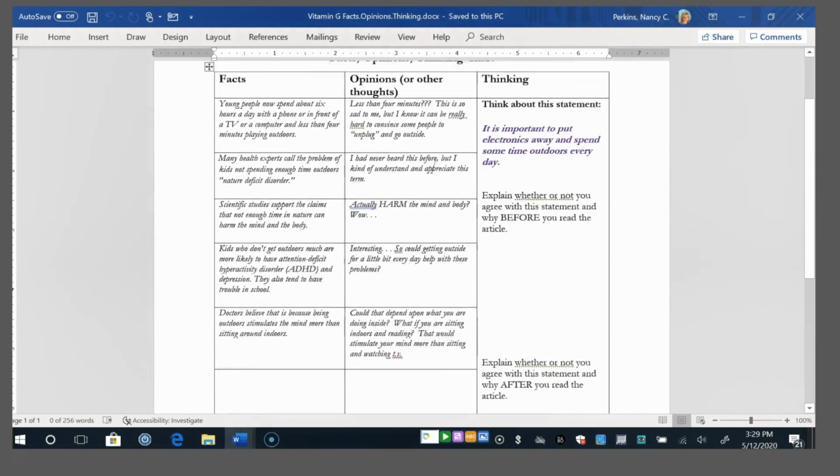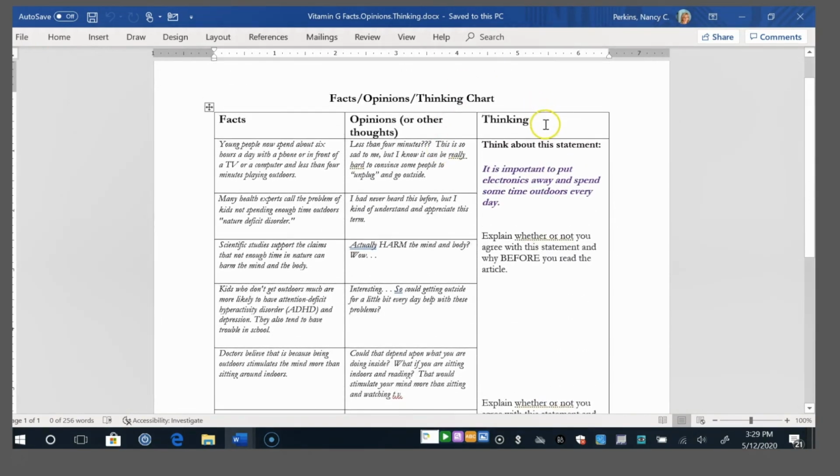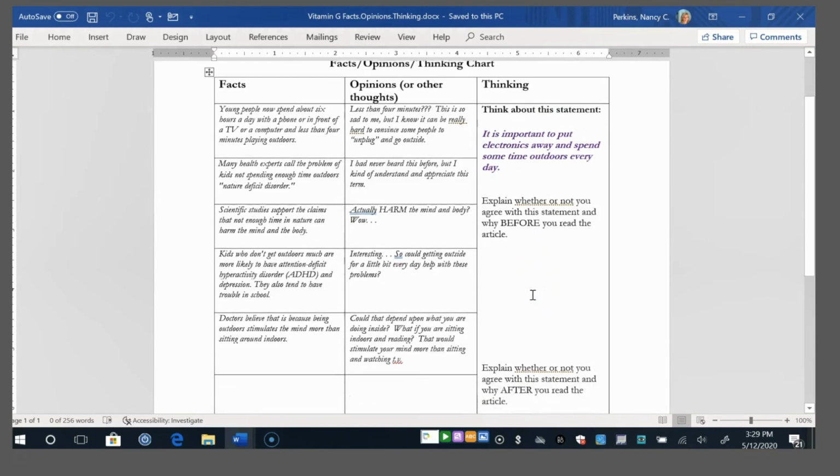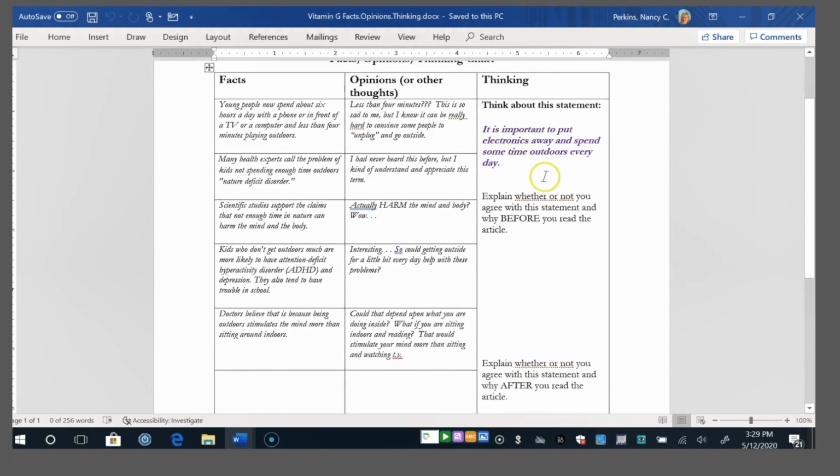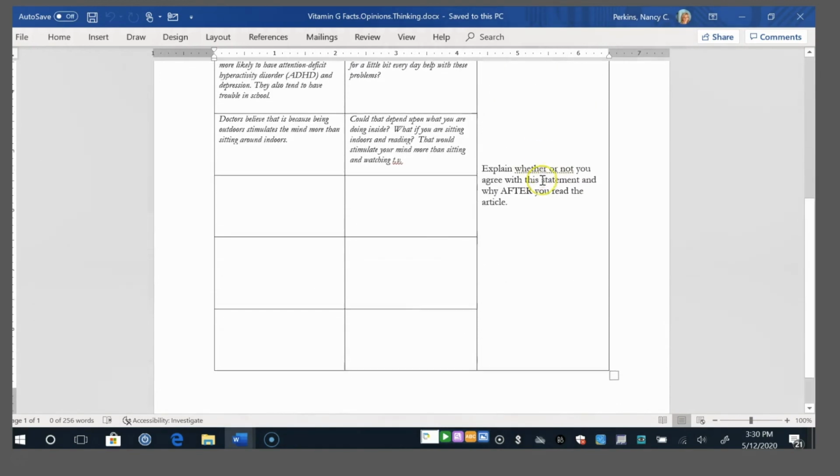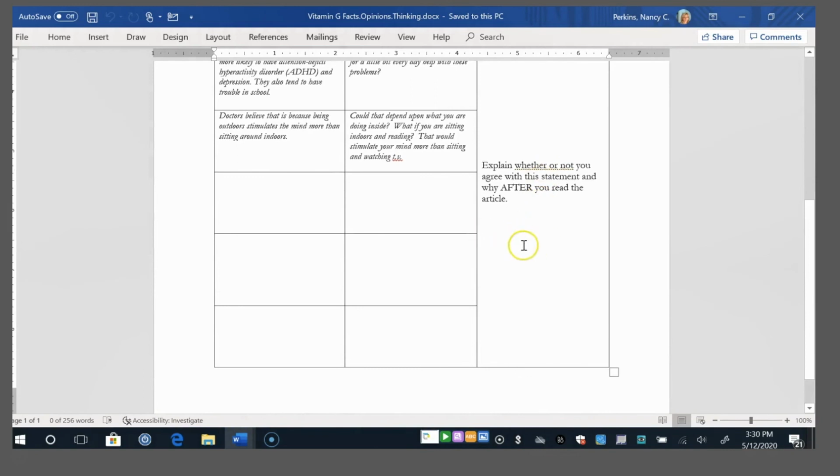Then we come back to the thinking column, and this is kind of the most important part of this lesson. Remember, you already filled it out for what your opinion was before you read the article. Now you want to think about this statement again: It is important to put electronics away and spend some time outdoors every day. Now that you've read the article and you've gathered some facts on that topic, go now to this part that explains whether or not you agree with this statement and why after you've read the article.